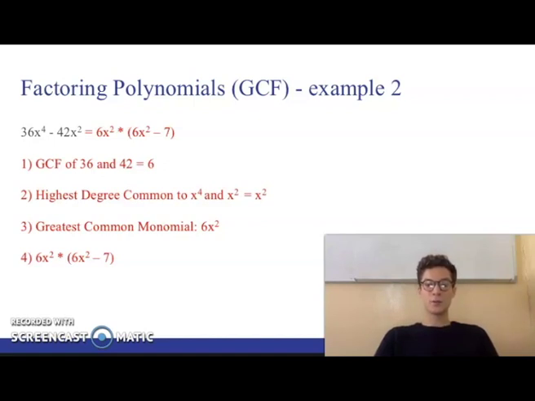Next, we address the variables and the degrees to which they are raised. Both terms in the binomial are expressed in terms of x. The first term is to the 4th degree, the second term is to the 2nd degree. Therefore, 2 is the highest degree that evenly divides into both terms. Combining the results of the first two steps, we get 6x squared as the greatest common monomial. When we divide both terms in the original expression by the greatest common monomial, we get the expression x squared minus 7. The final factored solution would therefore be 6x squared times the quantity x squared minus 7.